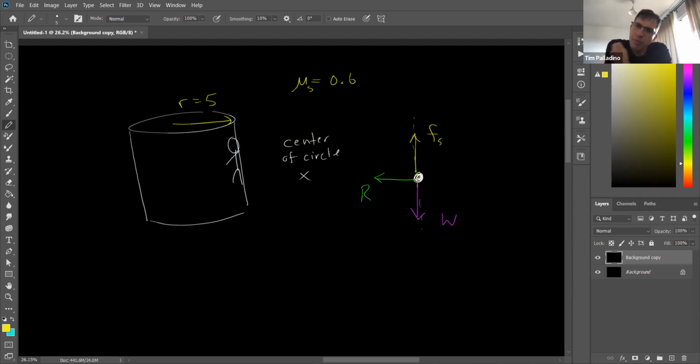Does this make sense? Just think about this for a moment: what would happen if the static friction force was actually in the downward direction? What would happen when the floor fell out from underneath this person?